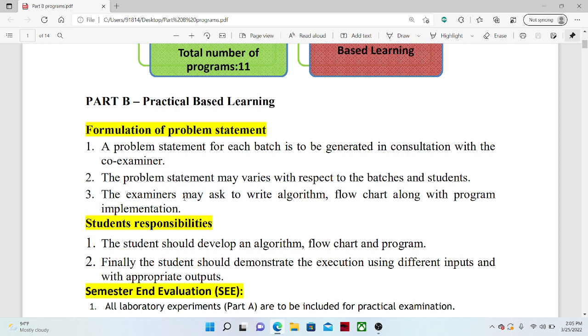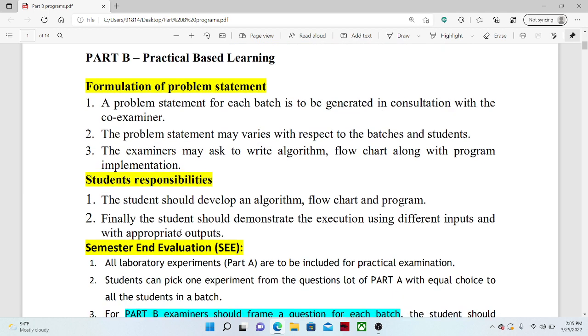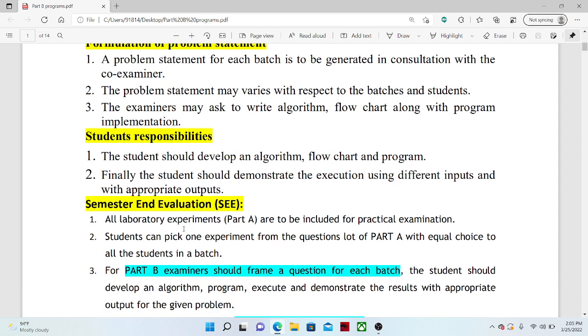Here the examiners may ask for the algorithm and flowchart along with the program implementation. The responsibility of the student is to develop the algorithm and flowchart along with the program implementation. Finally, the student should demonstrate the execution of the program with different inputs and appropriate outputs.